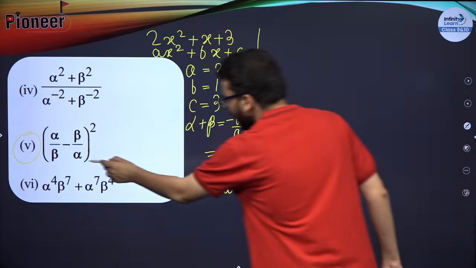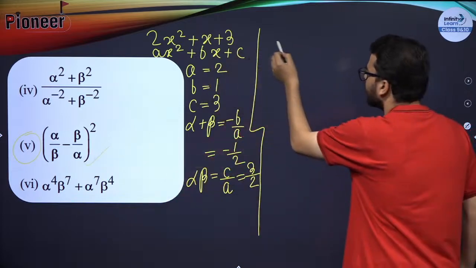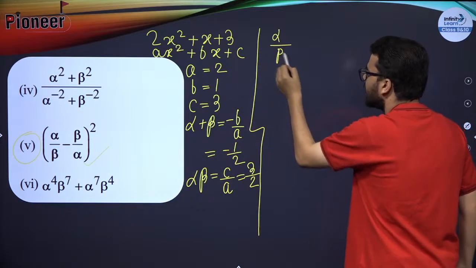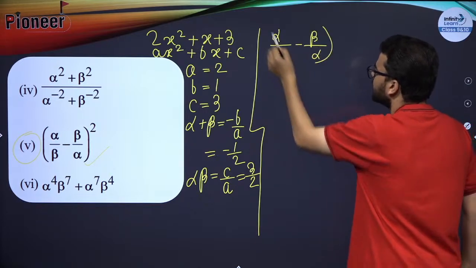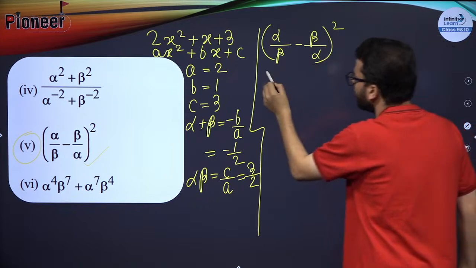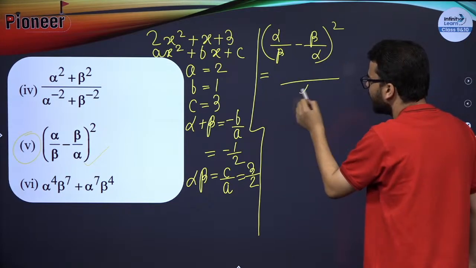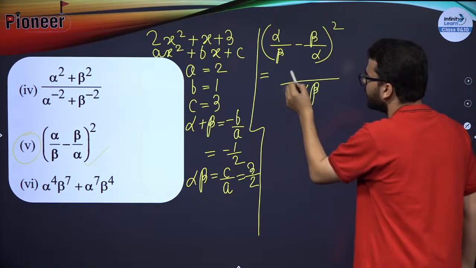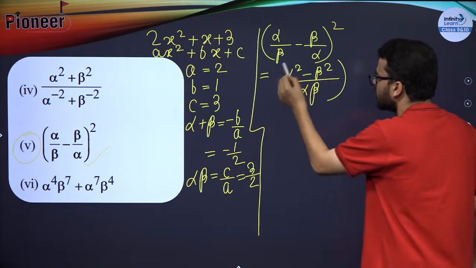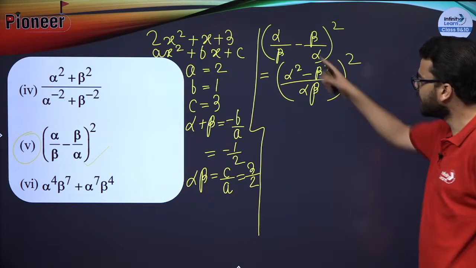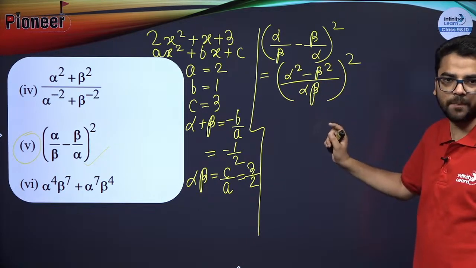So we have to find the value of alpha by beta minus beta by alpha, the whole square, right? It is the whole square. So let's manipulate it, simplify it. If you take the LCM of the denominators, you'll get alpha beta, and then you'll get alpha square minus beta square, the whole square. Something like this. If you take the LCM over here, you'll get this only. I hope it is clear.